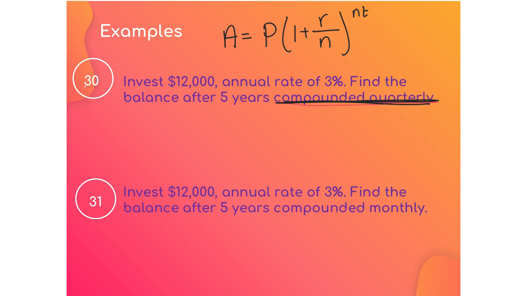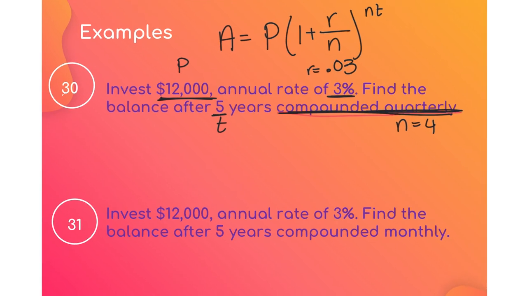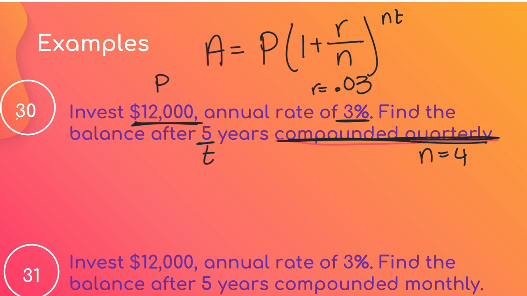So let's go ahead and find that information. Principal is what you start with, okay? They invested $12,000 at an annual rate of 3%. This is my rate as a decimal, it's going to be 0.03. Find the balance after 5 years, which is my time, compounded quarterly, which is 4 times. So if I'm looking at this question, now I have to figure out how to plug it into your calculator. Go ahead and grab your calculator, and I will write down what you're plugging in.